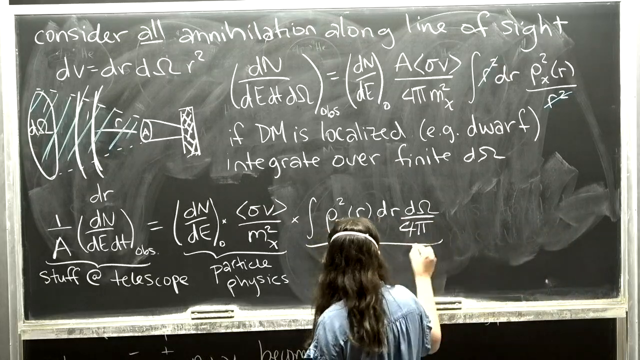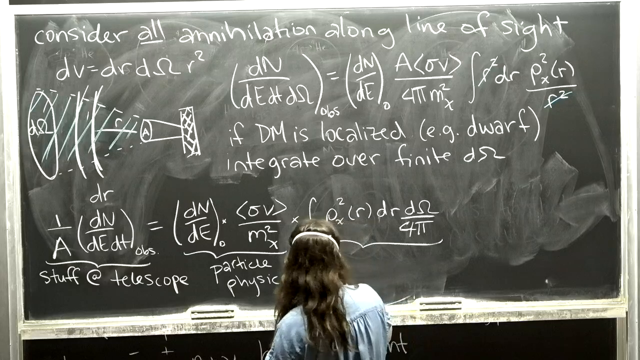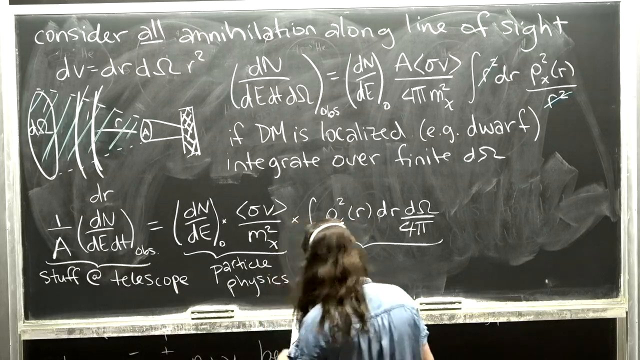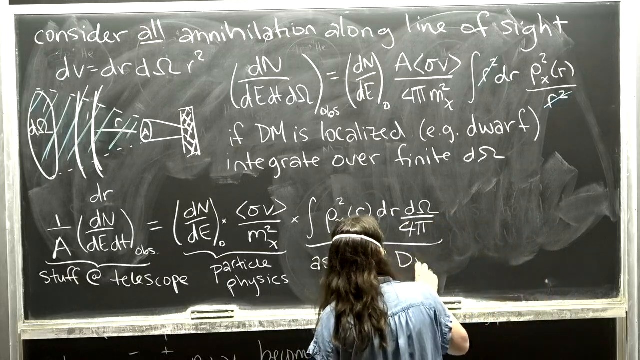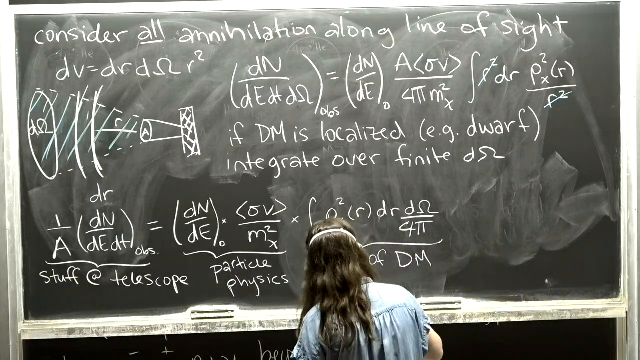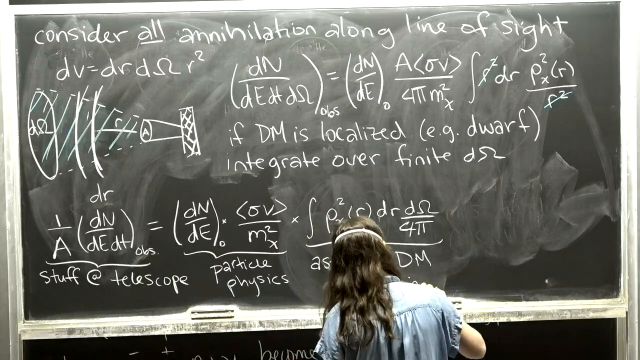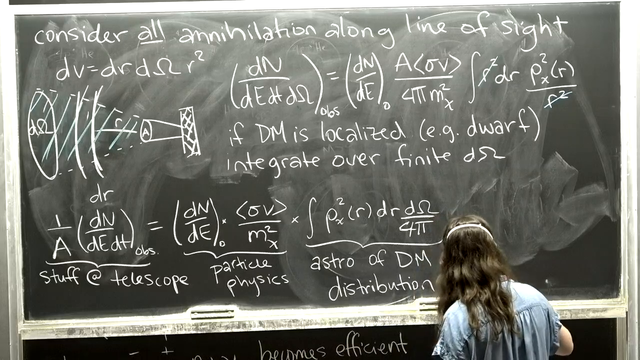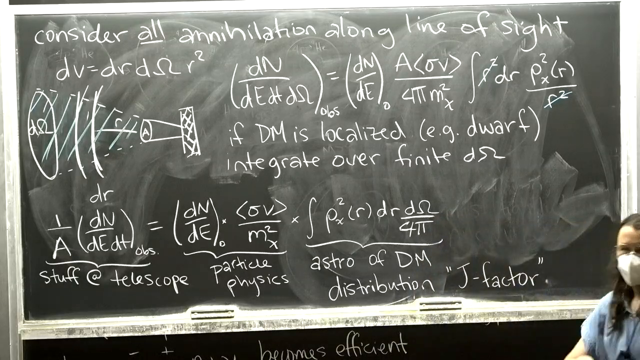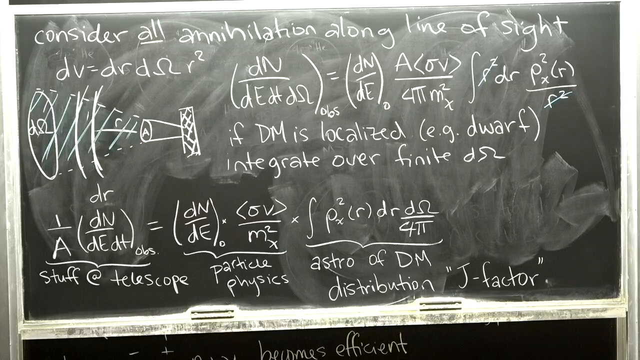And then finally, this last term is the only stuff that relates to astrophysics. It's the astrophysics of the dark matter distribution. And this is related to what's called the J factor. There are some factors of 2 maybe in the definition of the J factor, but we don't care about those. I don't know why it's called the J factor. Does anyone know? Maybe it's buried somewhere in Tracy's TASI notes, but I actually don't know why it's called this. I don't know what J stands for.